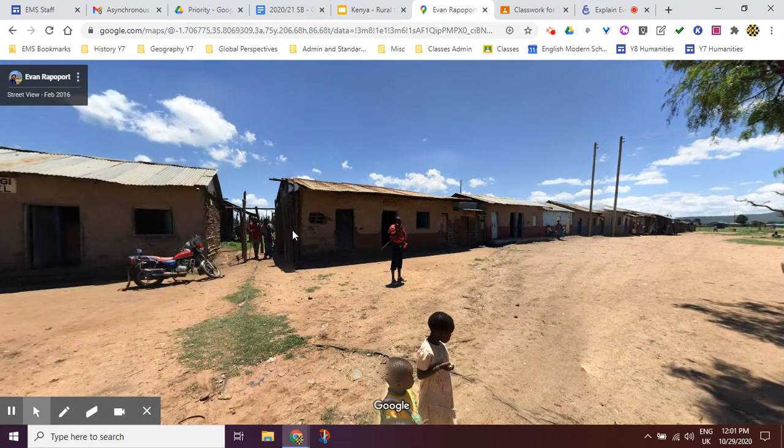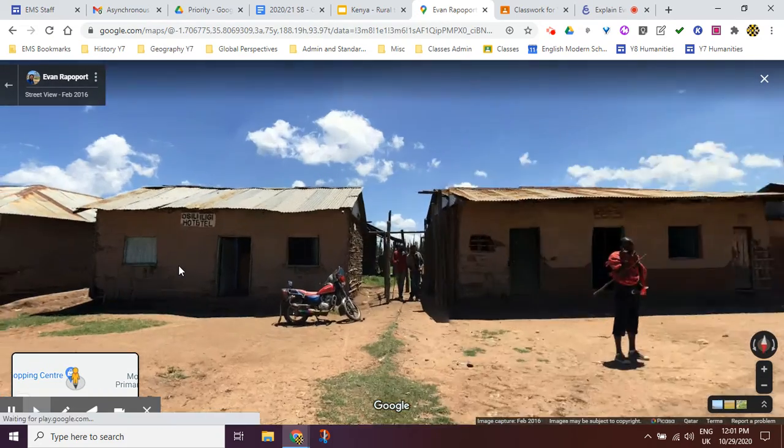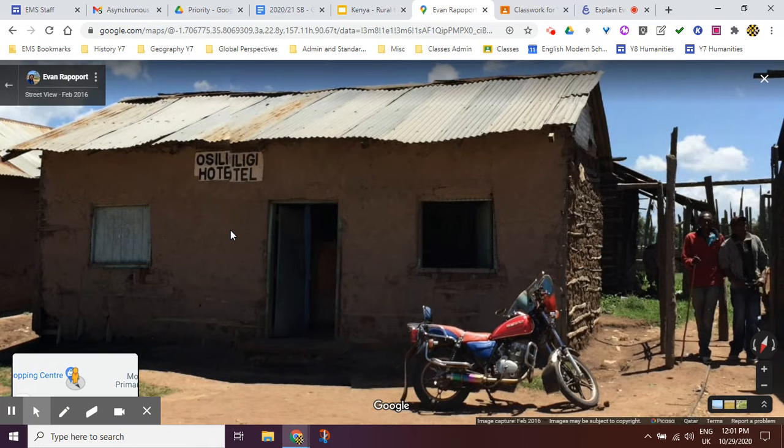This is a similar village that I found on Google Maps. You can look at this yourself. You can see this is a hotel.